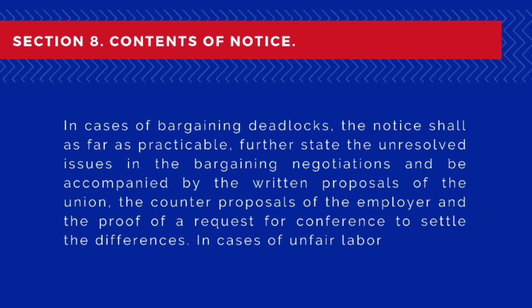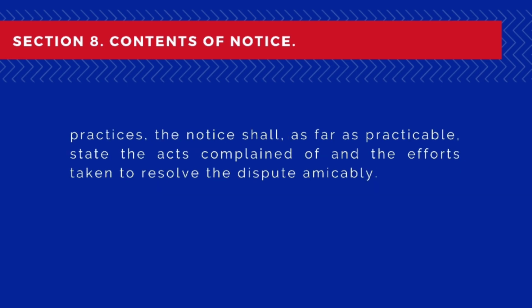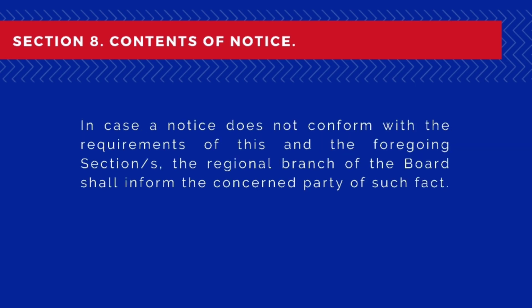In cases of bargaining deadlocks, the notice shall, as far as practicable, further state the unresolved issues in the bargaining negotiations, and be accompanied by the written proposals of the union, the counter-proposals of the employer, and the proof of a request for conference to settle the differences. In cases of unfair labor practices, the notice shall, as far as practicable, state the acts complained of, and the efforts taken to resolve the dispute amicably. In case a notice does not conform with the requirements of this and the foregoing section or sections, the regional branch of the Board shall inform the concerned party of such fact.